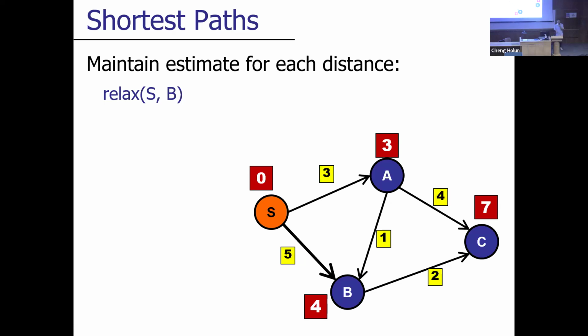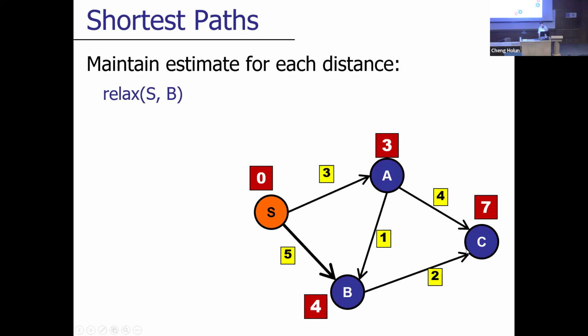But now you propose, should I go from S to B using the edge SB? Is it better? Should I take the new route, SB? No, because SB needs 5. And then B only is now, if I take it from S to A to B is 4 only, so I don't update B. And now let's relax BC.